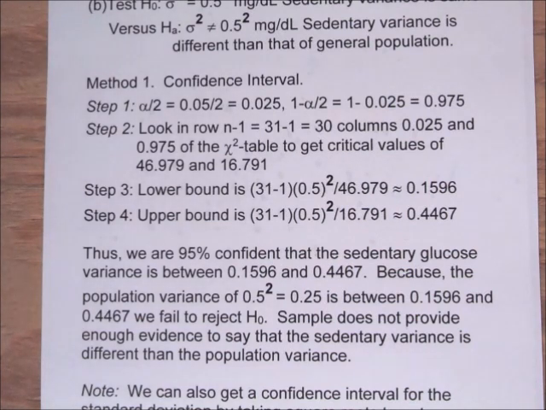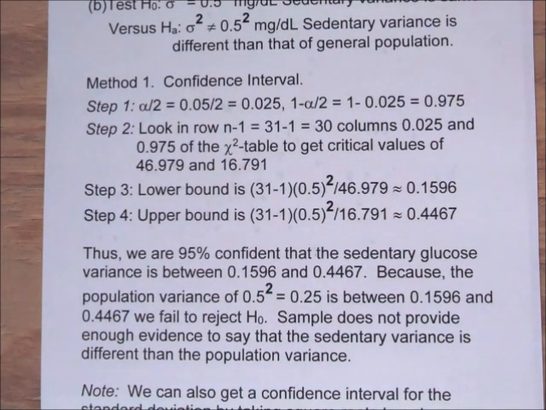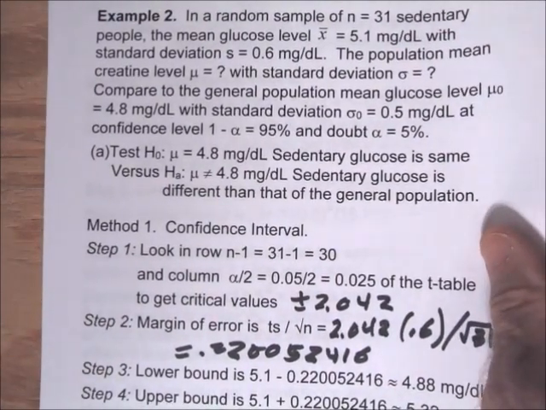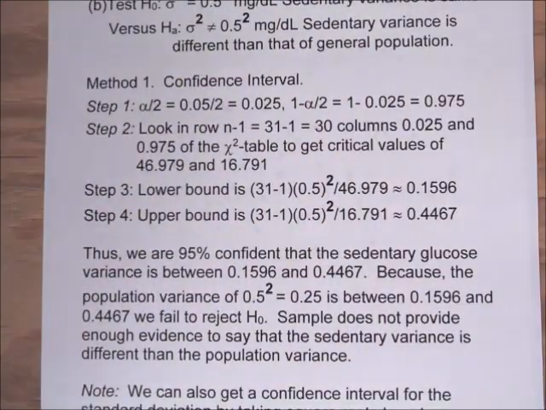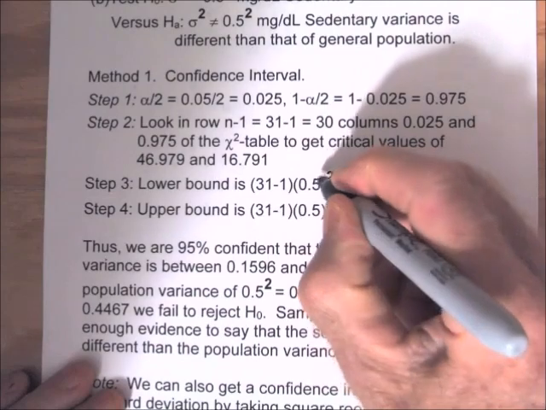Example 2, let's see if I can find example 2. Example 2, yeah, s is 0.6. So example 2, s is 0.6. Sigma naught is 0.5. So this should be a 0.6 squared.